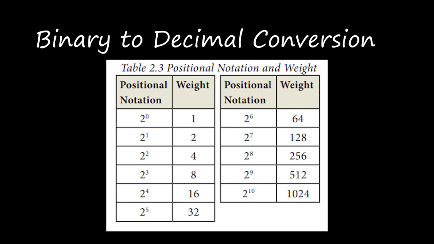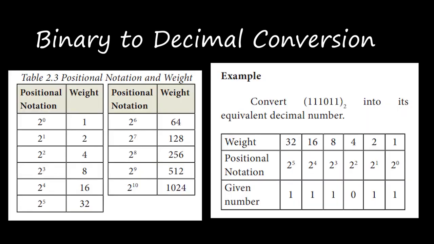To convert, first we enter these values here. The given number is 111011. The weight also you have to mention here. We have 6 values here: 1, 1, 1, 0, 1, 1. So it will be 2 power 5, 2 power 4, 2 power 3, 2 power 2, 2 power 1 and 2 power 0. 2 power 5 is 32, 2 power 4 is 16, 2 power 3 is 8, 2 power 2 is 4, 2 power 1 is 2 and 2 power 0 is 1.